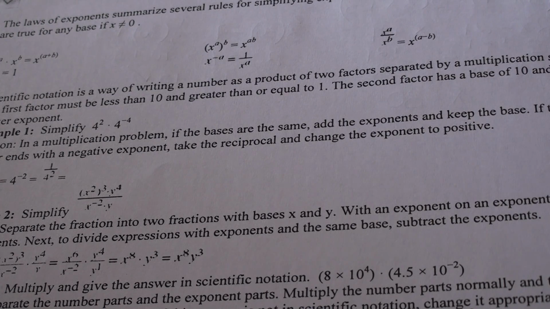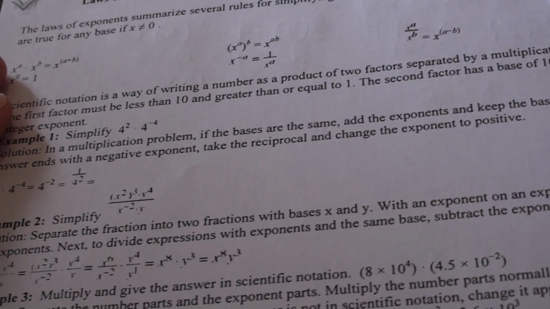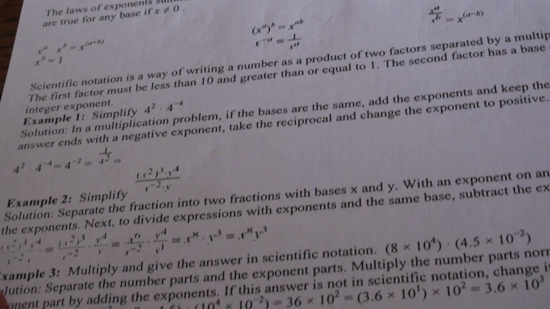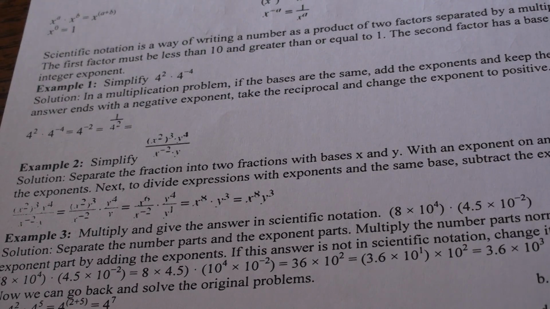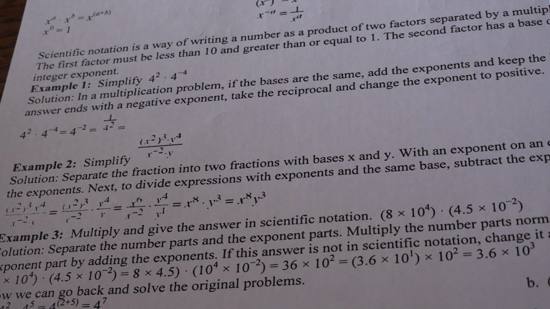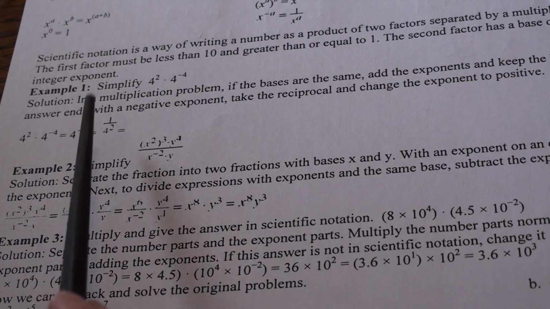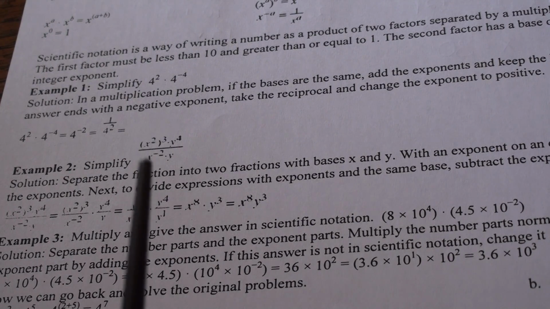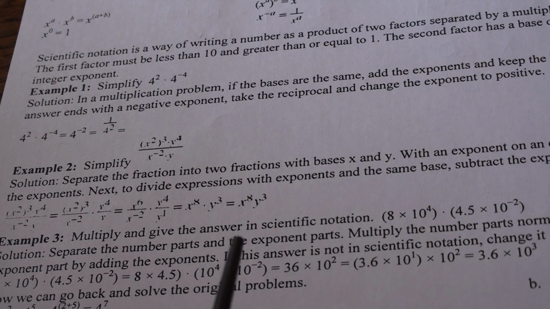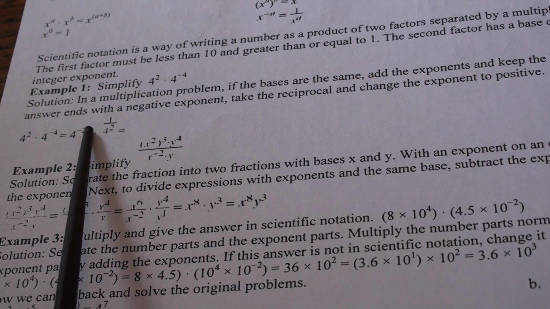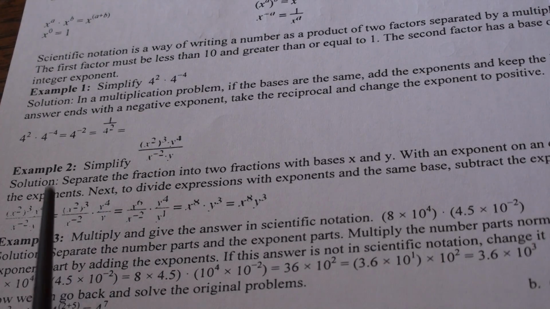Example number 1. Simplify 4 to the second power times 4 to the negative 4 power. So again, since they have the same base, we're going to add the two exponents. So 2 plus negative 4 gives me negative 2. However, we don't like to leave things as a negative exponent. So 4 to the negative 2 becomes 1 over 4 squared.